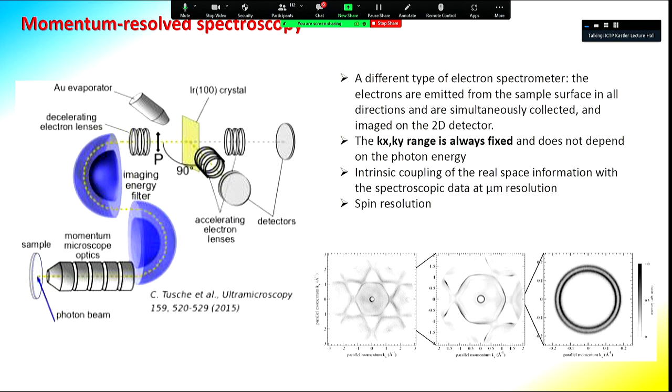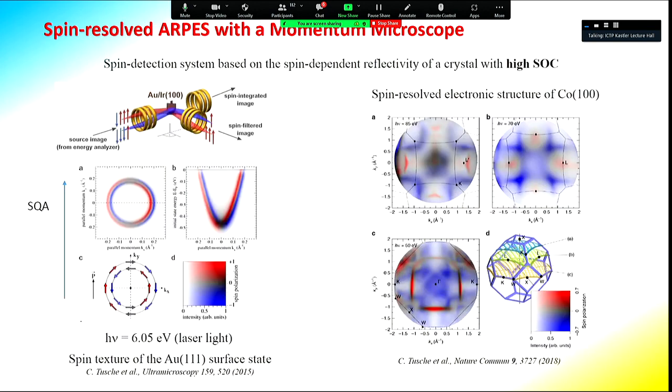And so instead of spectra, you directly get these constant energy cuts. This is called a momentum microscope because they are not resolved in angle, but directly in inverse angstrom space. This structure can also be coupled to spin, but so far the spin is measured only along one spin quantization axis. In this way, you can also directly get the constant energy contours that are spin resolved.